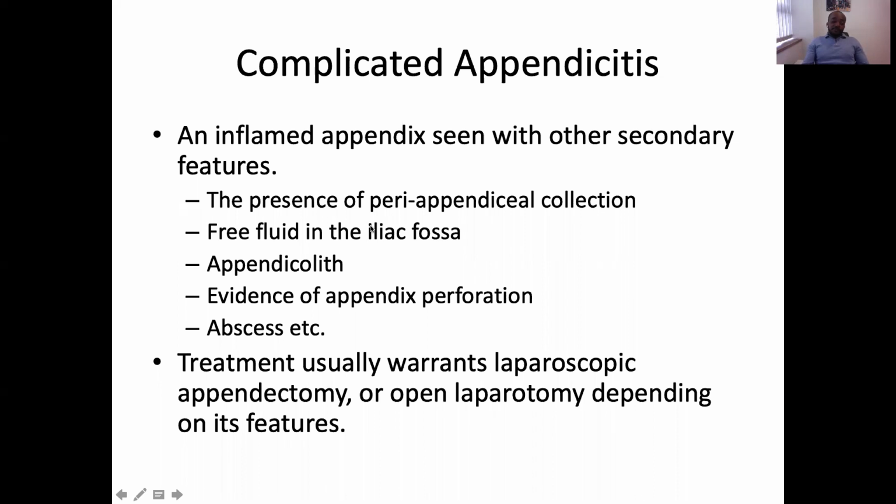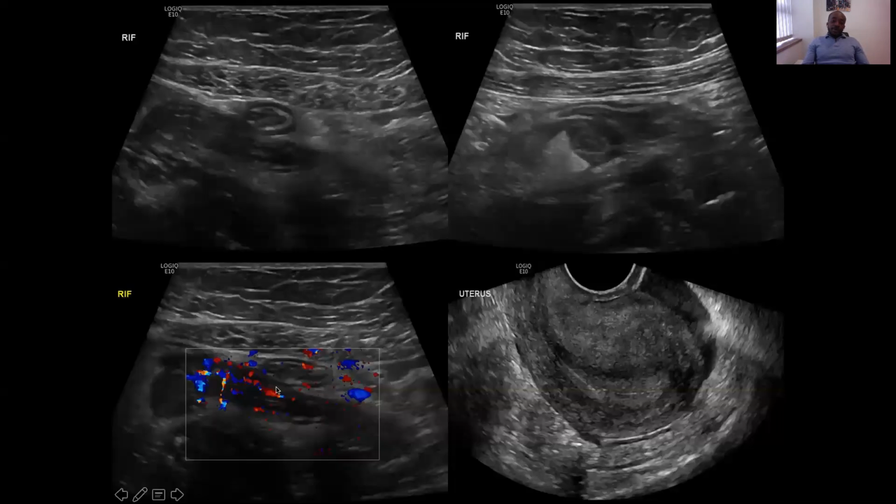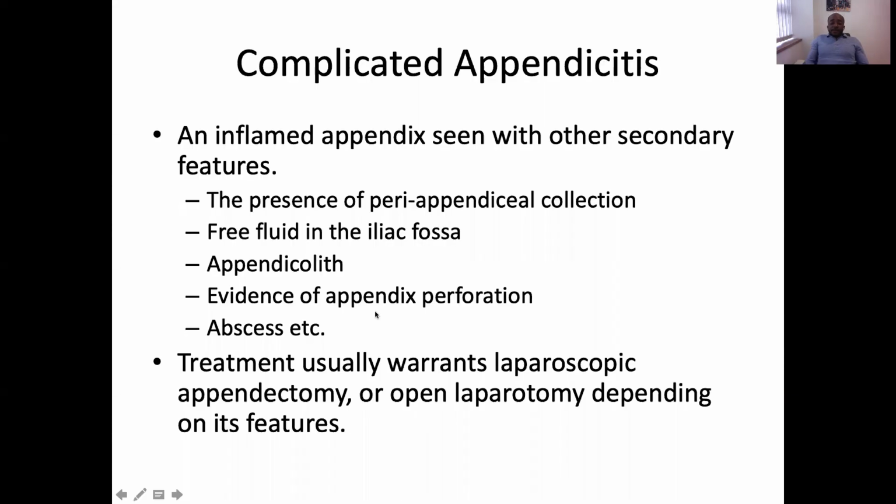So that's about it for the uncomplicated appendicitis. With complicated appendicitis, you have an inflamed appendix with some other secondary features, like the presence of a periappendiceal collection, free fluid in the iliac fossa, appendicolith, and evidence of appendix perforation. You can find abscesses, etc.